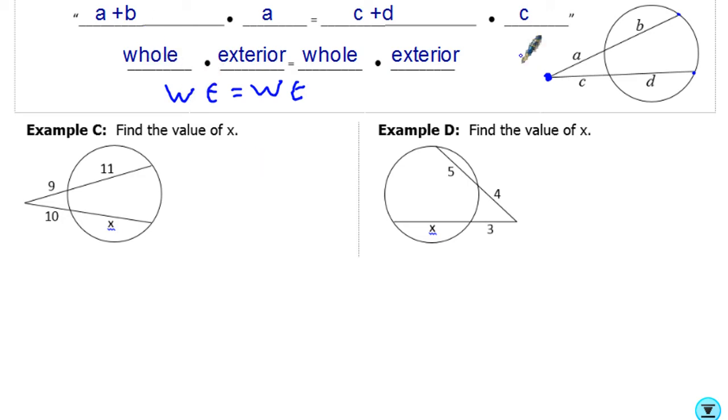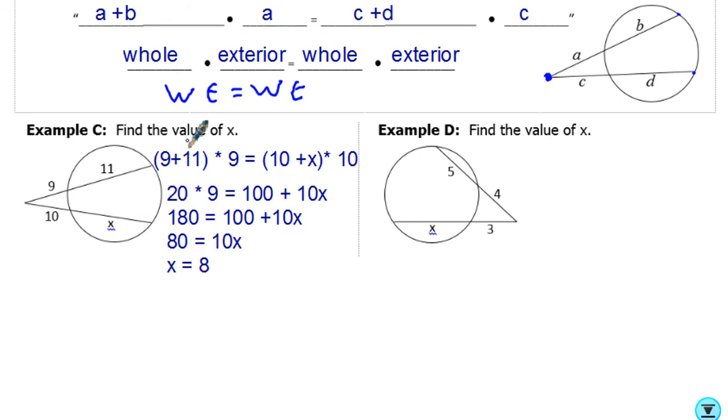So anytime you're finding the whole, you always have to make sure you add the two pieces together. So for this one, the whole would be 9 plus 11. The other whole would be 10 plus x. So here's what that setup looks like. So 9 plus 11 times the exterior part, which is 9, equals whole 10 plus x, or x plus 10, times the exterior part, 10.